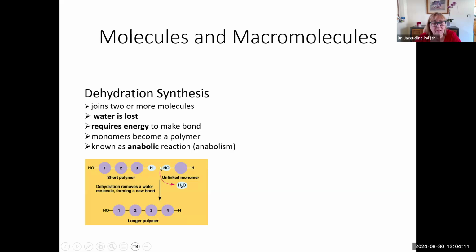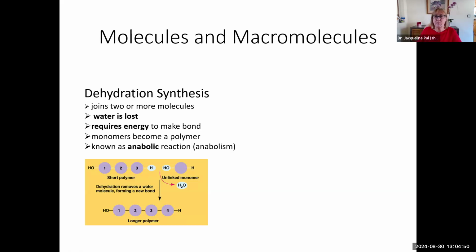And what is going to happen is the hydrogen from the end of one and the hydroxyl from the end of the other are going to be lost. And guess what they are going to form? Water. Then this bond is going to bind to that bond, and this is going to require energy to make a bond and to make a longer polymer. And because we are losing water, remember in the summer when it's hot and you're losing water, we say we are dehydrated.